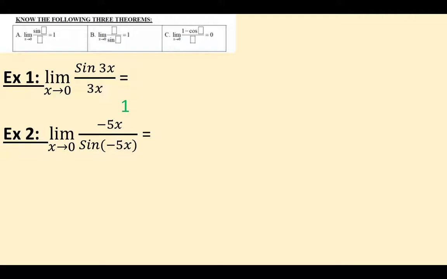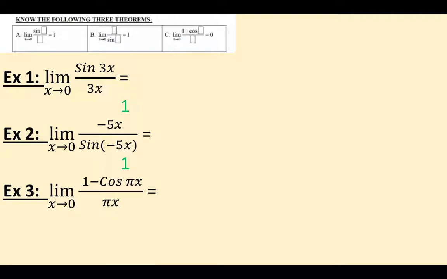All right, let's try another example. Example 2. Because this is like our x over sine x, I'm going to be looking right here at my b. Because negative 5x is equivalent to negative 5x, we can use this theorem right here. The limit as x approaches 0 of this whole quantity is therefore just going to give us 1.